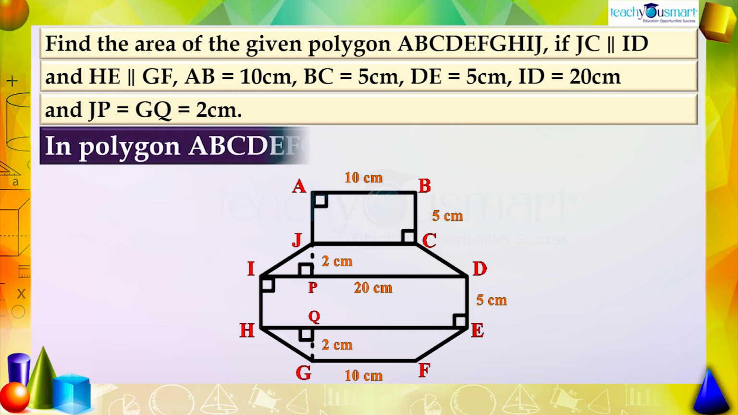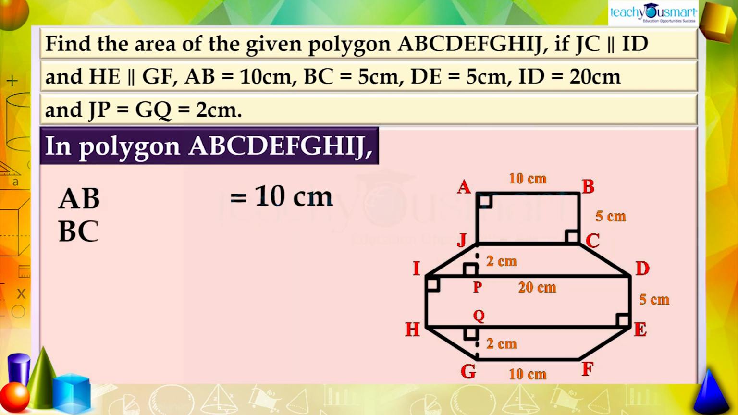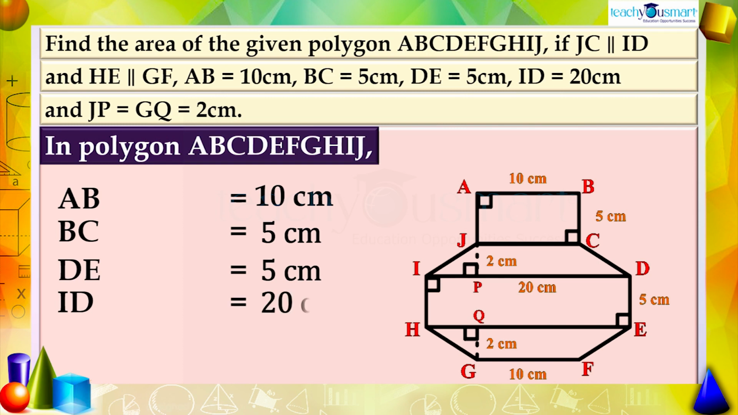Given a polygon ABCDEFGHIJ with JC parallel to ID and HE parallel to GF, AB equals 10 centimeters, BC equals 5 centimeters, DE equals 5 centimeters, ID equals 20 centimeters, JP equals GQ equals 2 centimeters.